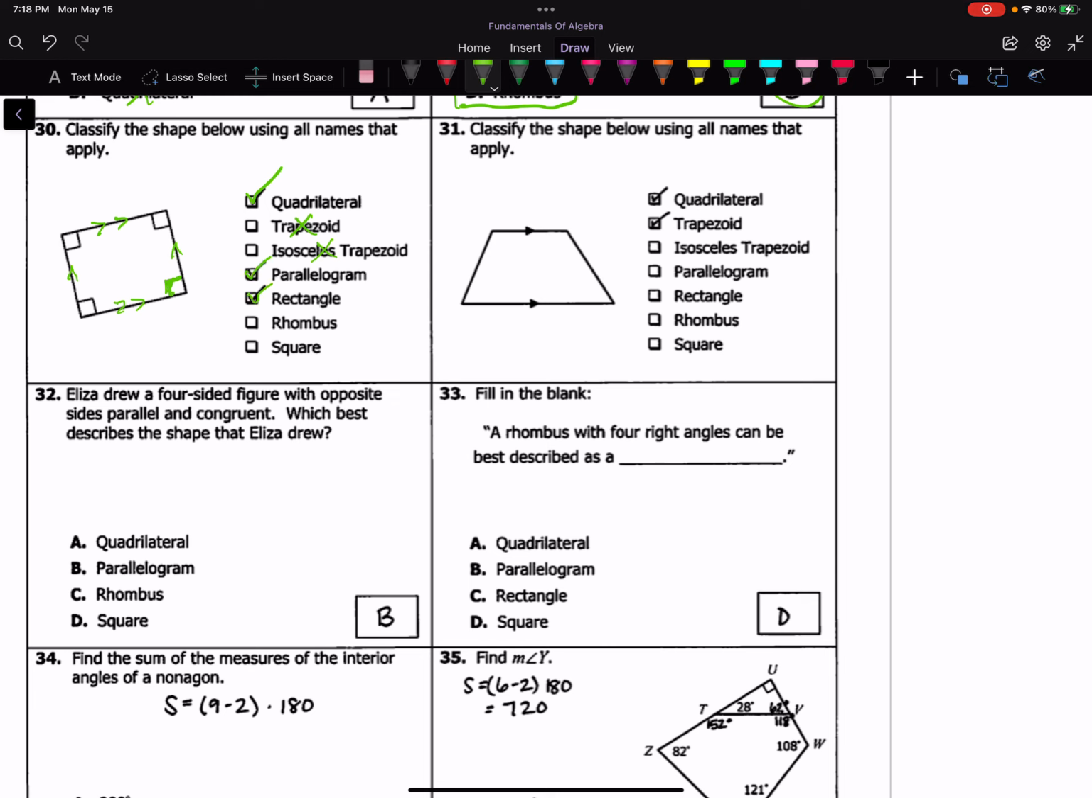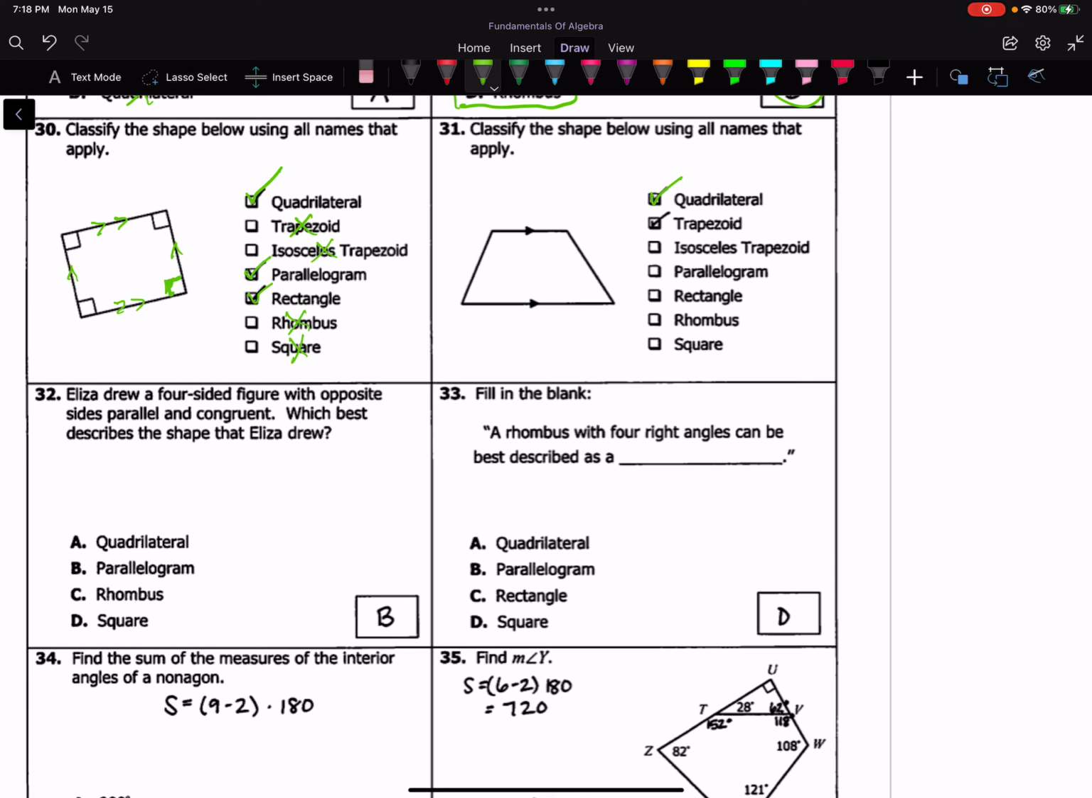It's a rectangle, by definition, 90-degree angles and parallel sides. A rhombus is a slanted square, so it's not a rhombus. And it's not a square because it's obvious that the sides are too long and they are not marked for us. Classified number 31, is it a quadrilateral?